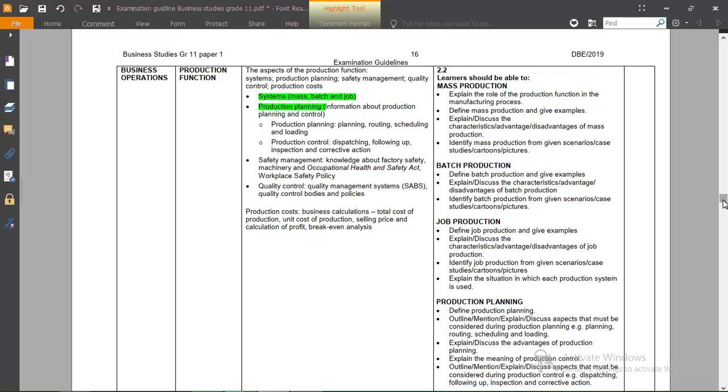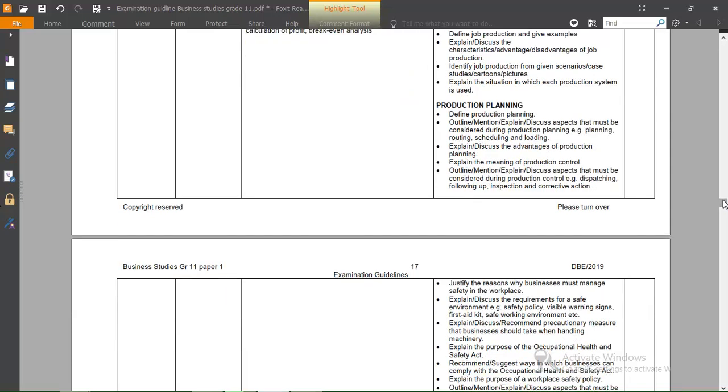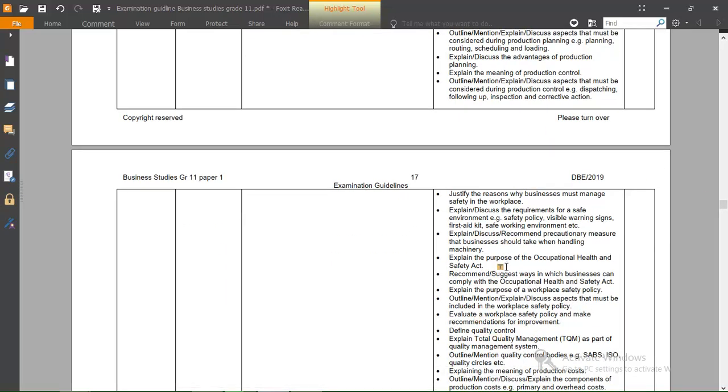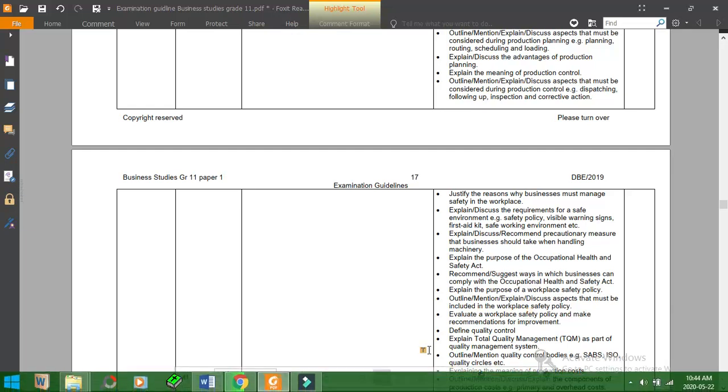Right, so going down, please remember this part is what you really need to know about all those things that I was talking about. You need to know about safety, the reasons why business must manage safety, the requirements for a safe environment, and recommending precautionary measures that businesses should take when handling machines. Then after that we talk about the Occupational Health and Safety Act, which is another law that has been put in place by the government to control the safety of workers in the workplace. And then later on we spoke about quality.